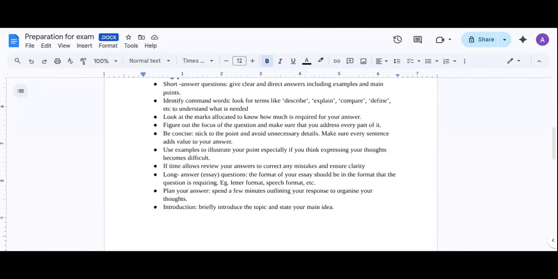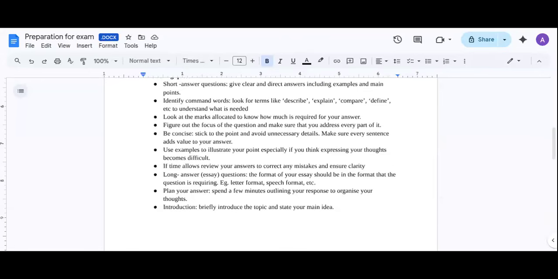If time allows, review your answers to correct any mistakes and ensure clarity. Now, this part here kind of sets up some people because when they check over their answers, they realize or they second guess themselves. So they end up taking it off, putting a different answer, and then the answer is wrong, and a whole lot of issues in the exam for them that they place on themselves.